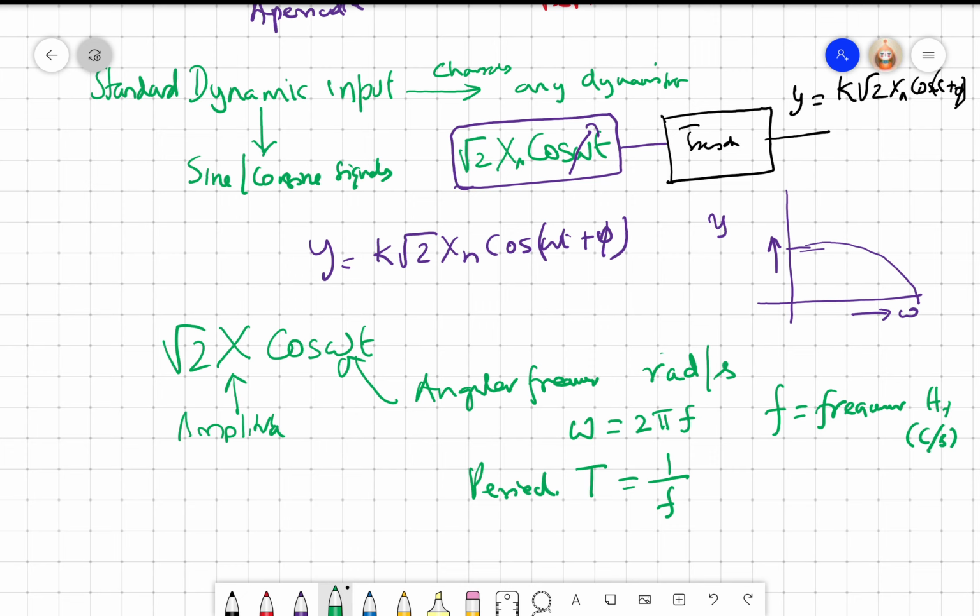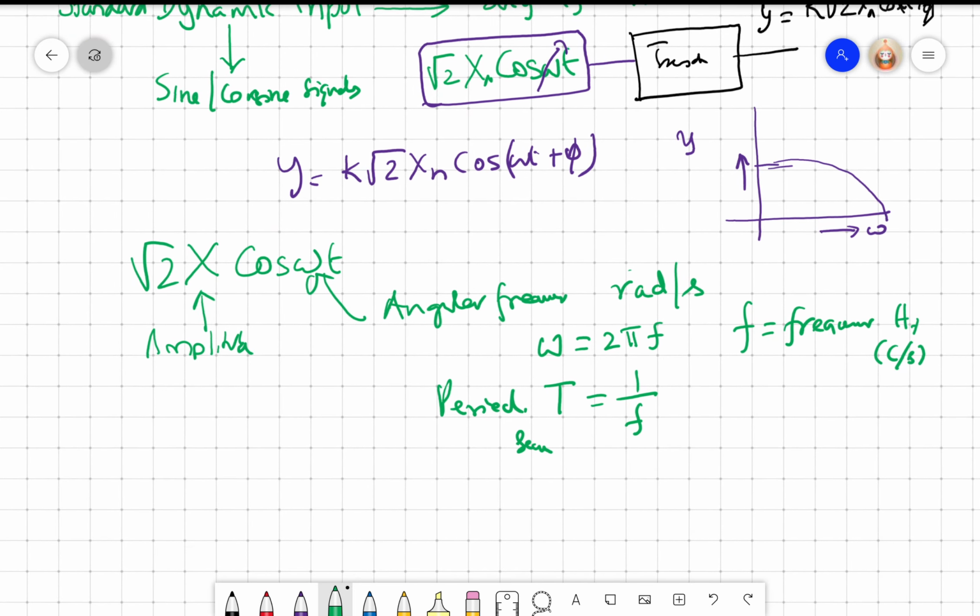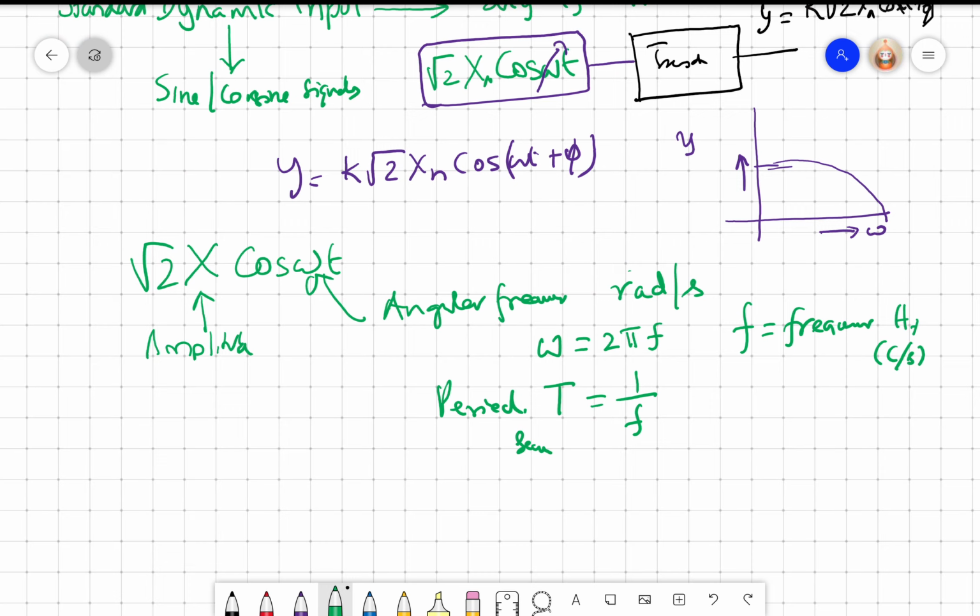So sin omega t or cos omega t are repetitive signals. They are also known as power signals, because you can calculate what is the power in a sin omega t or cos omega t signal, but you cannot calculate what is energy. Energy can be calculated only if I know how long the signal has been applied. The period T is given in seconds, that is 1 by f. So for example, if my input changes every 1 second, then my period is 1 second and the frequency is 1 by 1, which is 1 hertz or 1 cycle per second.